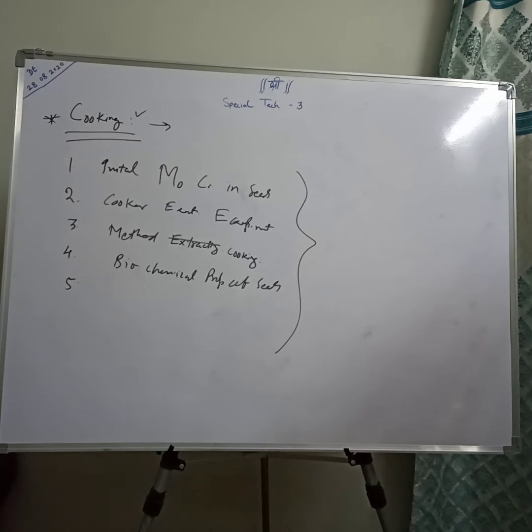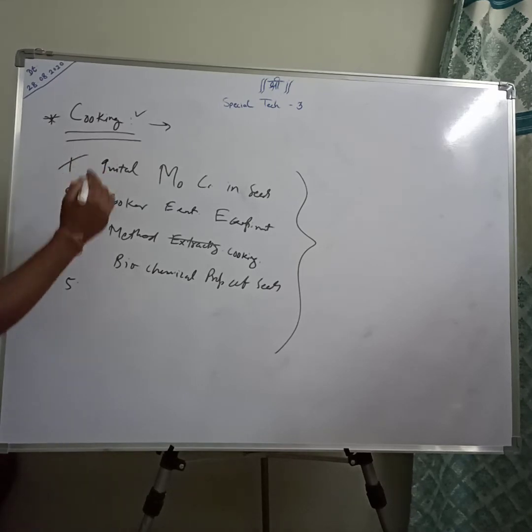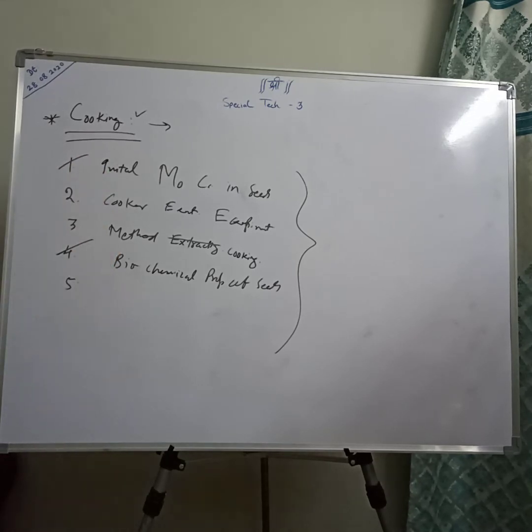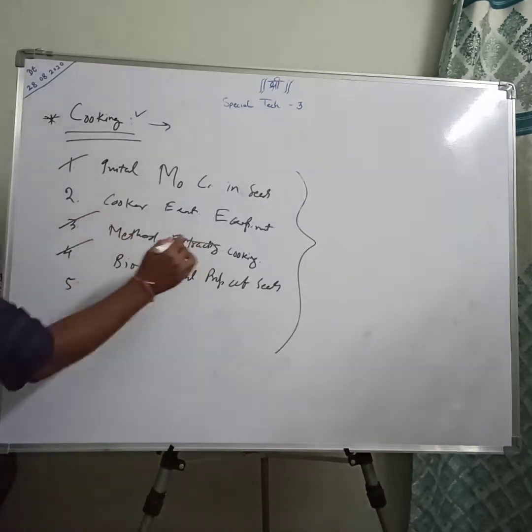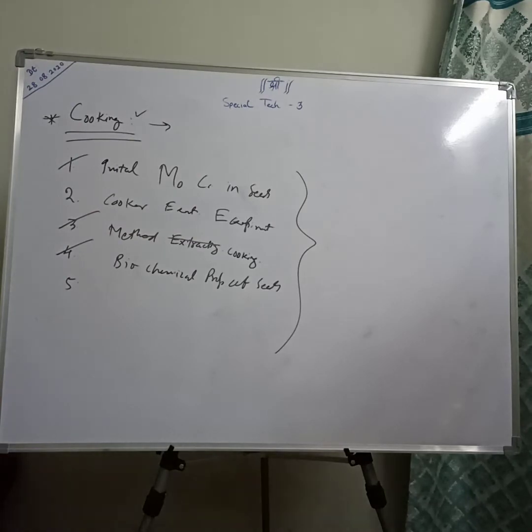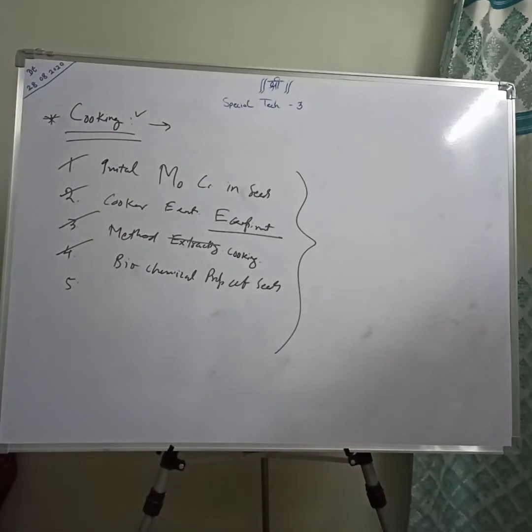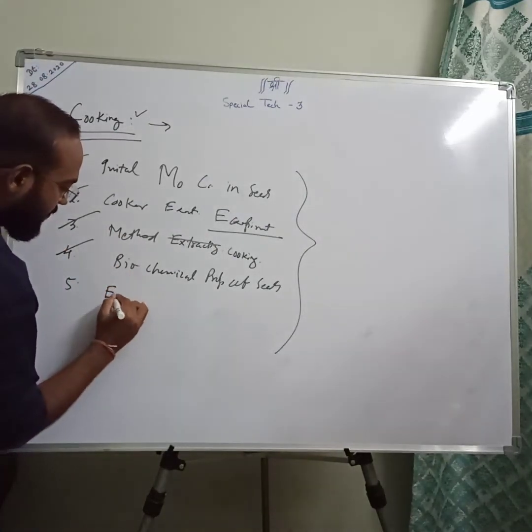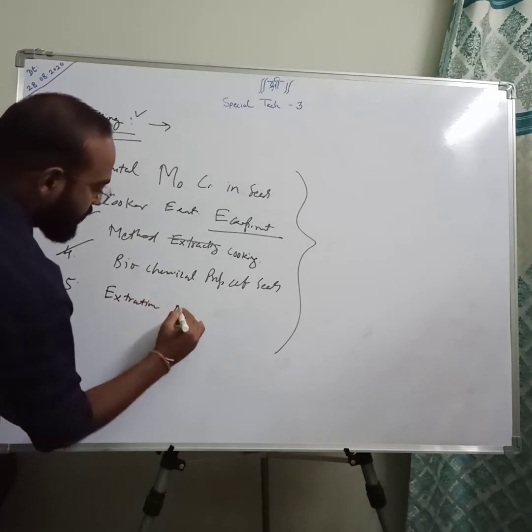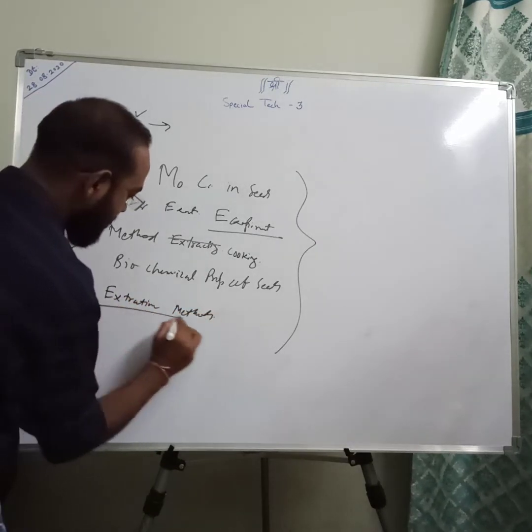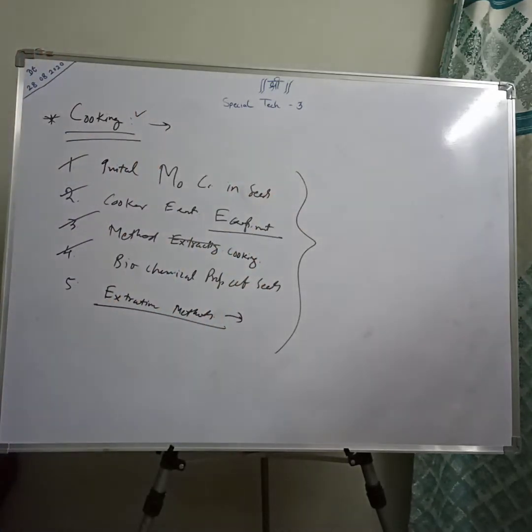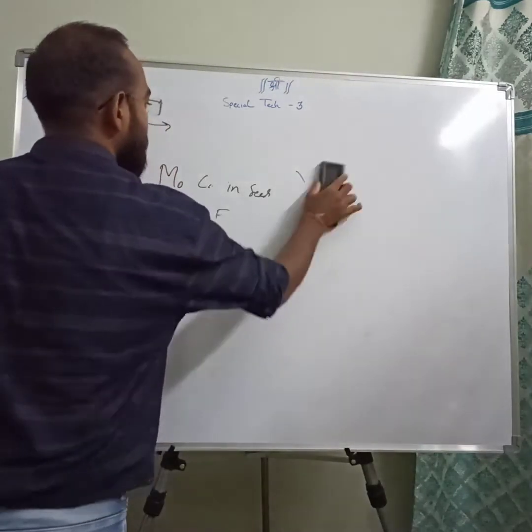The first parameter is initial moisture content, and the biochemical properties of seeds are also there. The next parameter is the cooking method, that is, the method of cooking. Next is the equipment used, the equipment which is used, and the last parameter is the extraction method. We will use this extraction method once the cooking process is completed. These are the different factors.